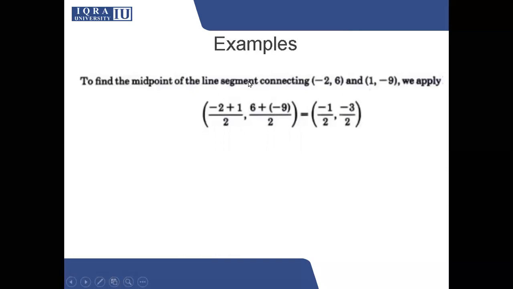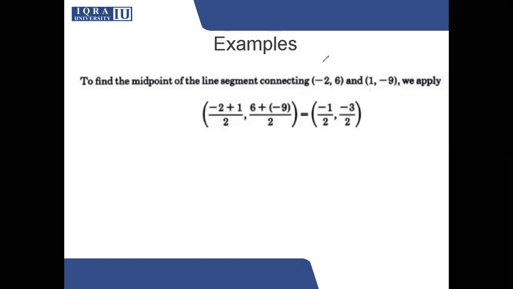So to find the midpoint of the line segment connecting the points minus 2 comma 6 and 1 comma minus 9, we are applying the midpoint formula. The first step, in case you're weak at this, is to highlight what x1, y1 and x2, y2 are.